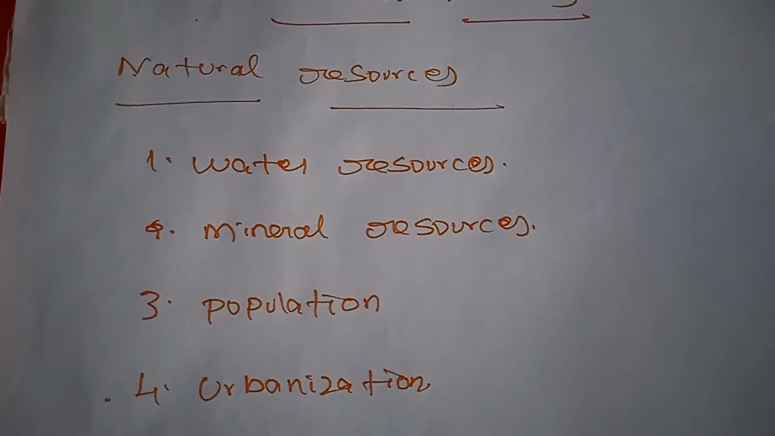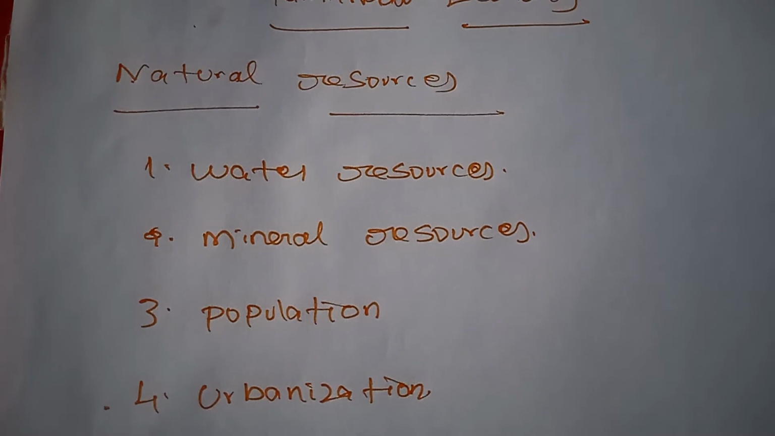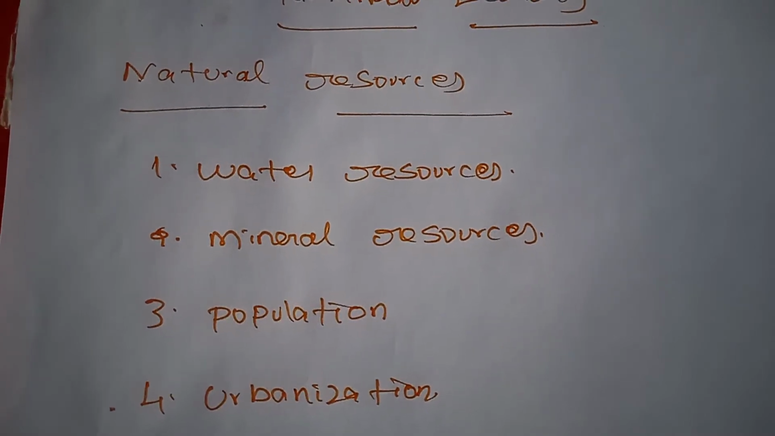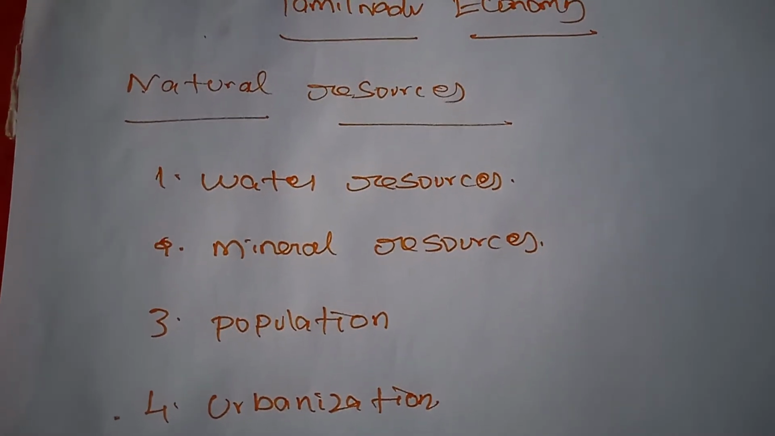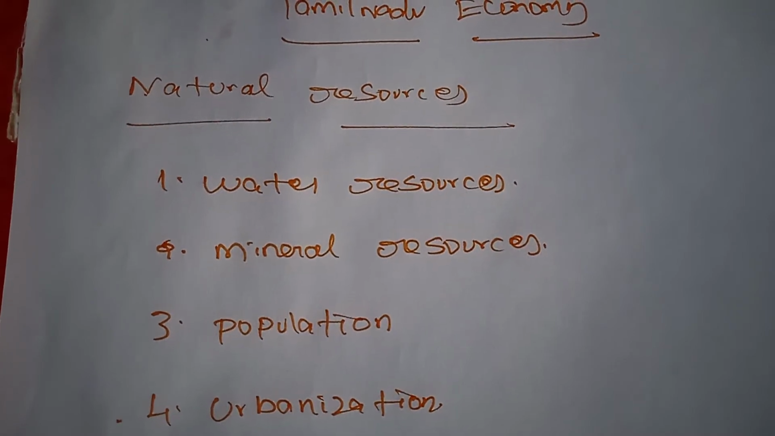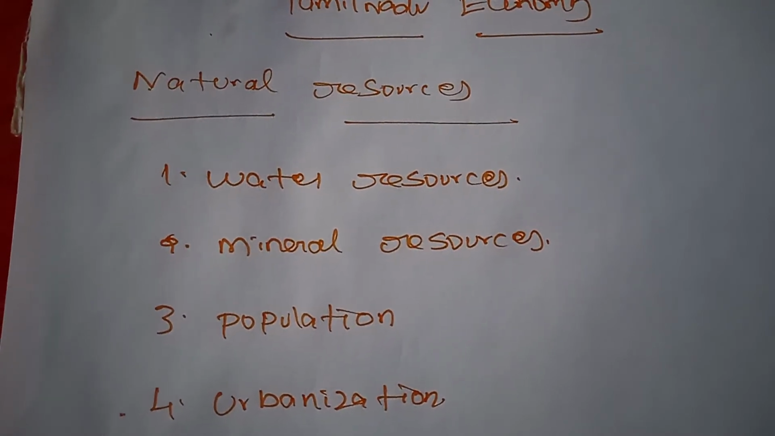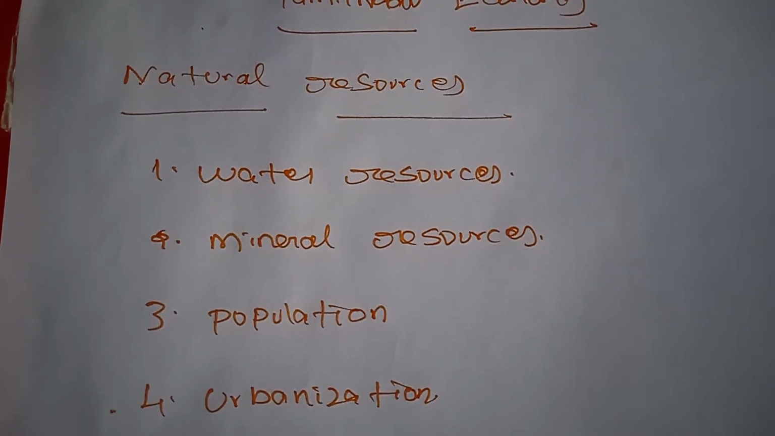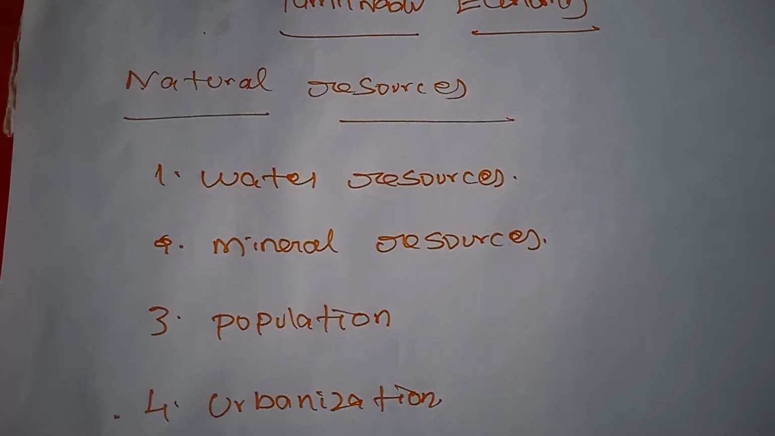Next, the performance of the Tamil Nadu economy. Some states like Gujarat and Maharashtra seem to perform well in some of the economic indicators. We have to note one thing: Kerala is the top in literacy.